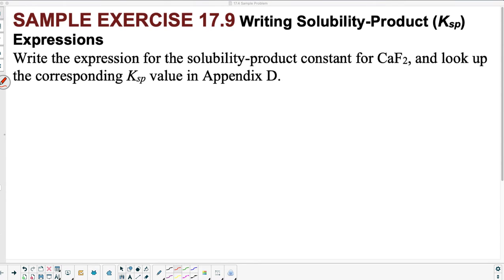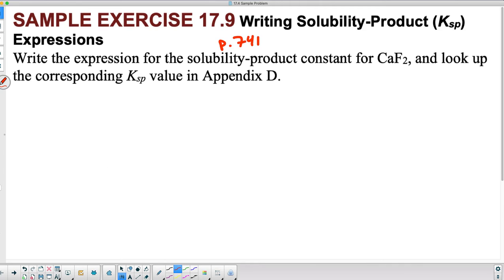This is 17.4, sample exercise 17.9. Hang on, I want to make sure I give you the right page. 741 is the page if you want to follow along with that. 741, and we're going to be doing another one next from 742, so the next page over. The first one here is refreshingly short, so let's get right to it.